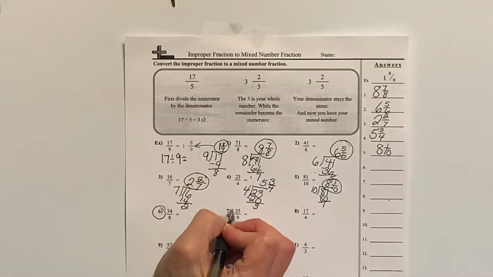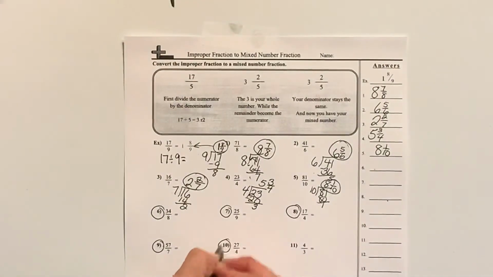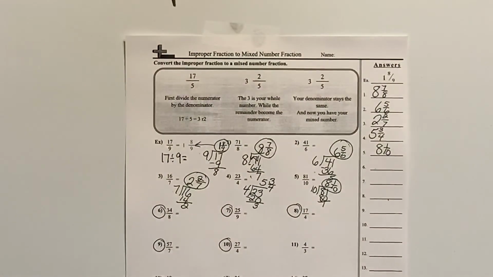All right, so here's what I want you to do this evening. I want you to work on problems 6, 7, 8, 9, and 10. Okay, I just have 5 problems for you to do. Bring them back. We will work on those 5, and we'll do the rest of this page. If you have any questions, please email me.